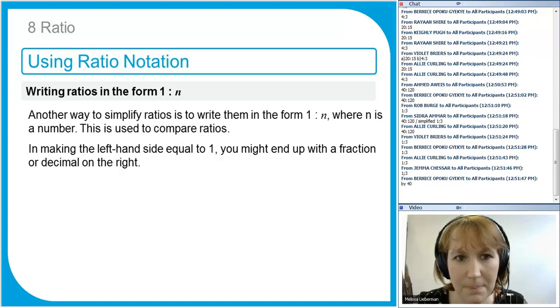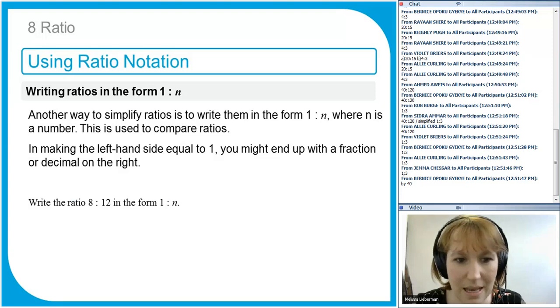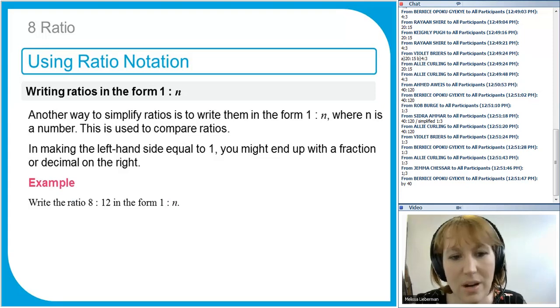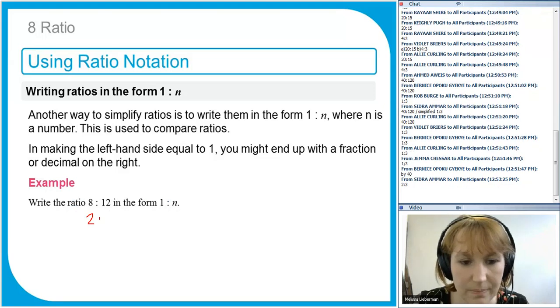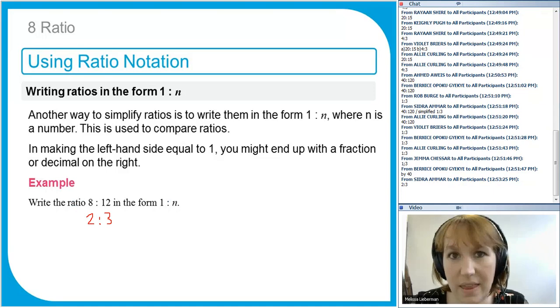So let's have a look at an example. So here we're asked to write the ratio 8 to 12 in the form 1 to n. Now I can just cancel this down in the same way. Both 8 and 12 are divisible by 4. So if I divided both of these by 4, 8 divided by 4 is 2, and 12 divided by 4 is 3. So I could simplify that ratio by writing it as 2 to 3.